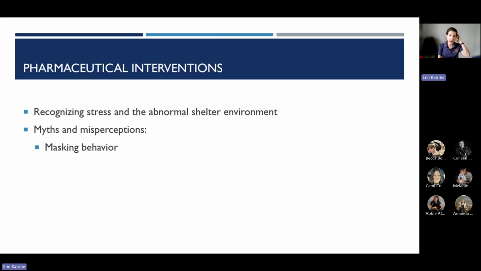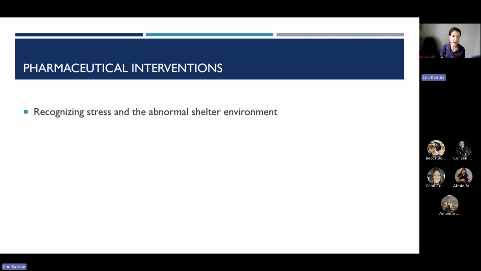Pharmaceutical interventions. I want to highlight a couple of opportunities I feel like in shelters. We have these FAS scales that help us to recognize stress, and I think part of this is the recognition that the shelter is always a stressful environment, right? Whether this animal came from free roaming, was truly a stray, like a free roaming cat, or came from somebody's couch and was surrendered to the shelter, it is extremely abnormal and is inherently stressful. And so when we think about opportunities for pharmaceutical interventions in the shelter environment, I think it's important to address some myths and misperceptions, right?